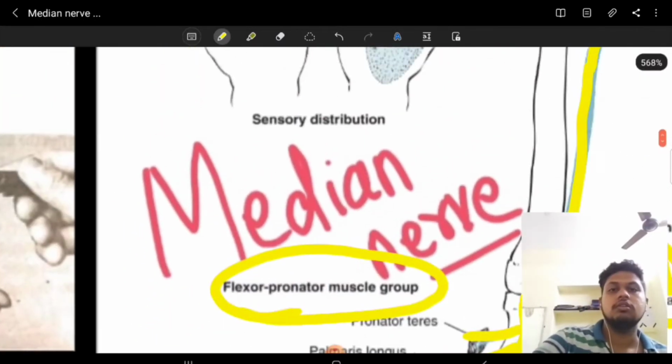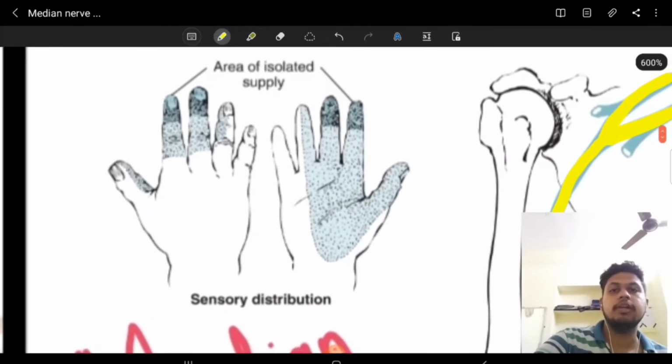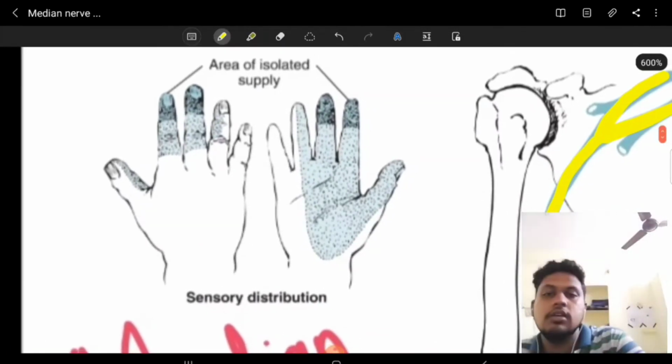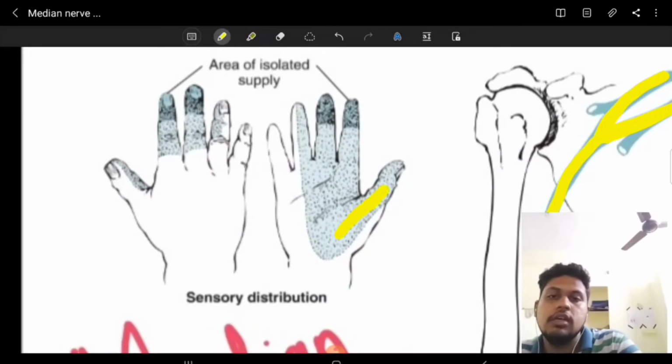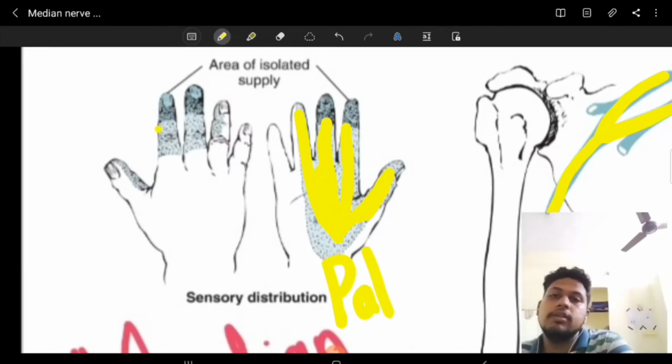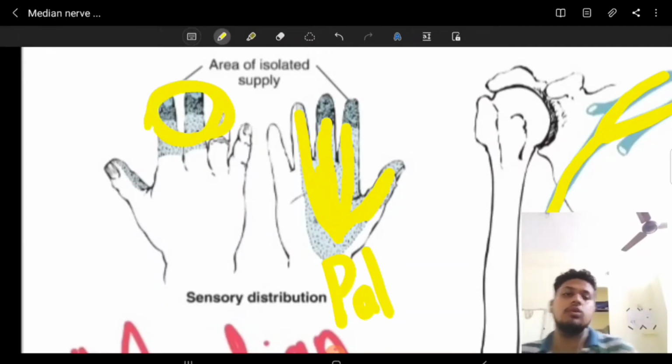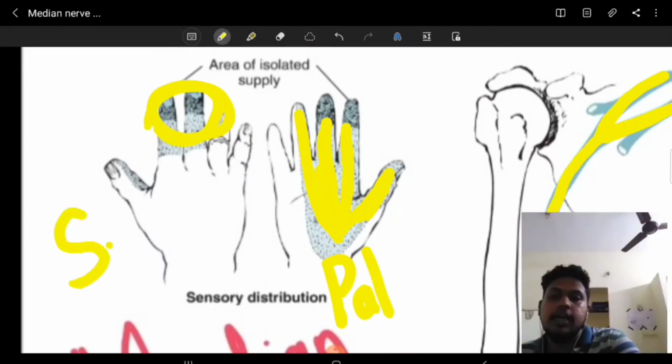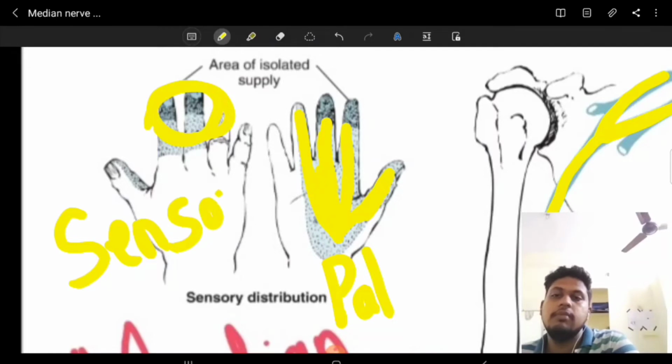The sensory supply of the median nerve can be traced from this diagram. As you can see, the median nerve supplies the thumb, index finger, middle finger, and the radial half of the ring finger. So this is the sensory distribution of the median nerve with regard to the palmar side. On the dorsal side, it supplies the dorsal nail bed.